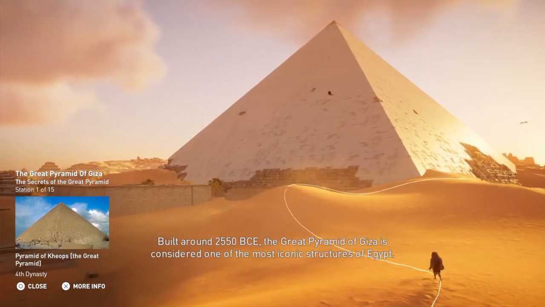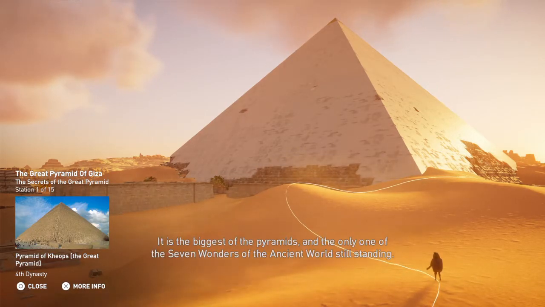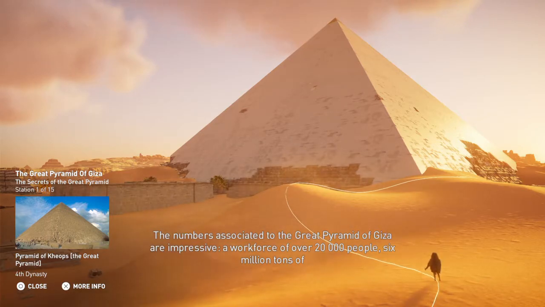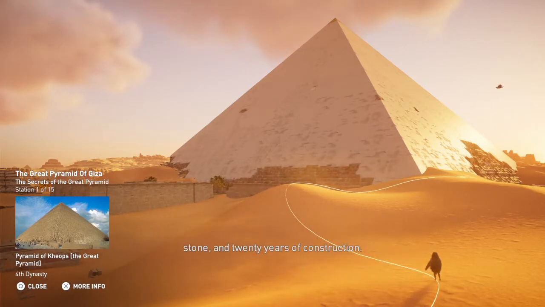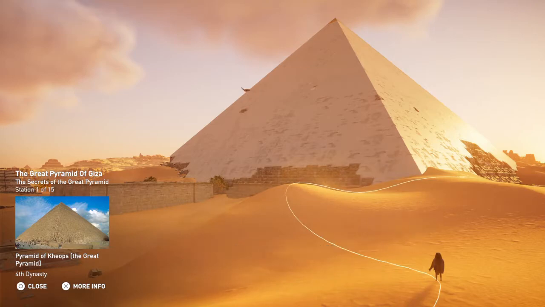Built around 2550 BCE, the Great Pyramid of Giza is considered one of the most iconic structures of Egypt. It is the biggest of the pyramids and the only one of the seven wonders of the ancient world still standing. The numbers associated to the Great Pyramid of Giza are impressive. A workforce of over 20,000 people, 6 million tons of stone, and 20 years of construction. It was a massive undertaking for a pharaoh's tomb.